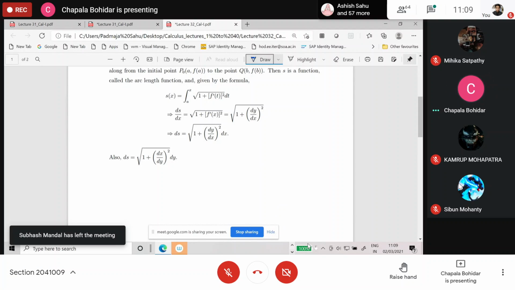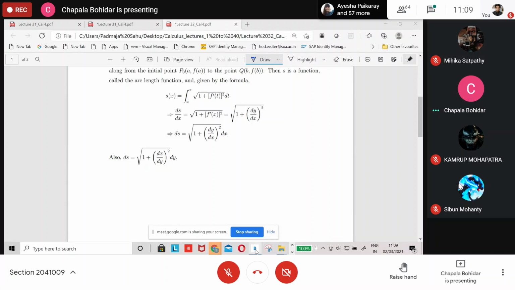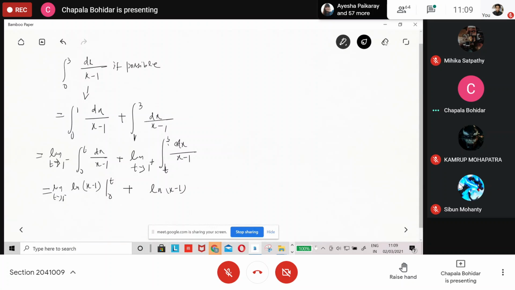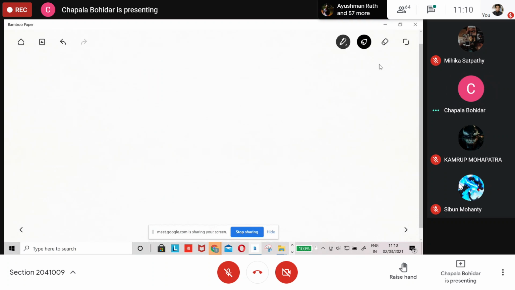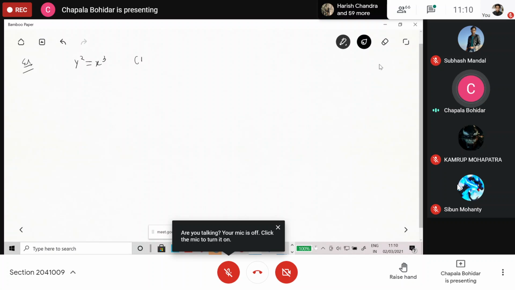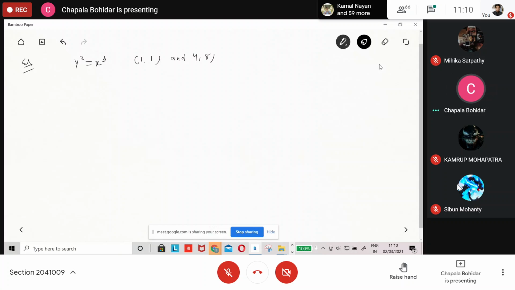First I'm doing one example, then I'll do the exercise. Find the length of the arc of the semicubical parabola y square is equal to x cube between the points 1, 1, that is P0, a, f(a), and 4, 8, that is Q, b, f(b).